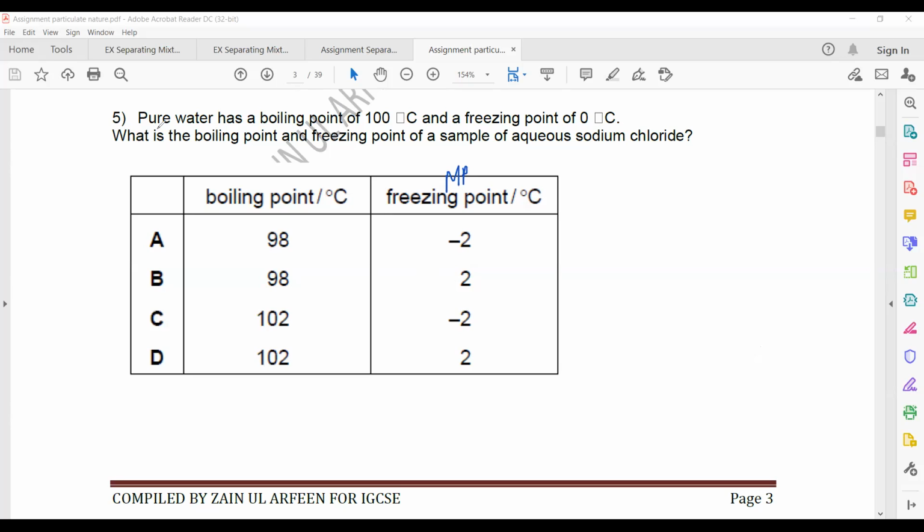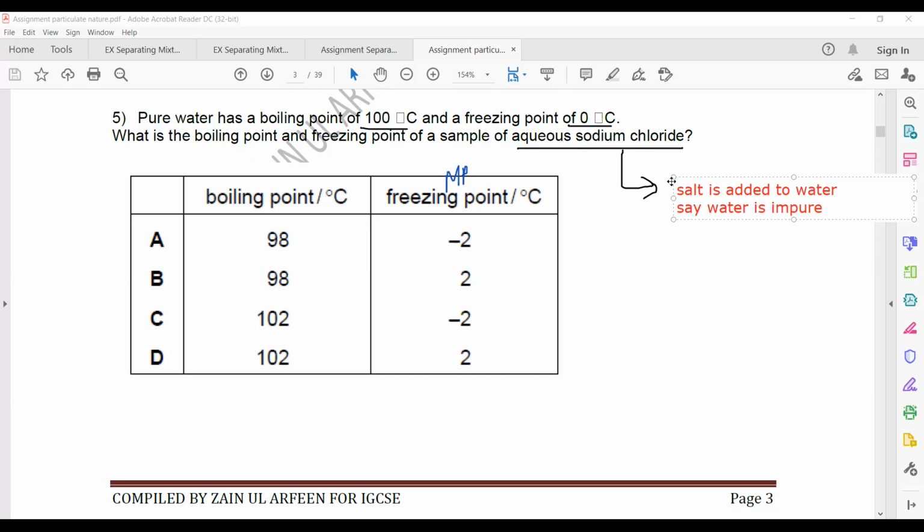Now the question is, pure water has a boiling point of 100 and a freezing point of 0. So water boils at 100 and freezes at 0. What is the boiling point and freezing point of a sample of aqueous sodium chloride? The term aqueous sodium chloride means salt is added to water, because aqua is the term used for water and sodium chloride is a salt. So it means a salt is added to water, or we can also say water is impure.